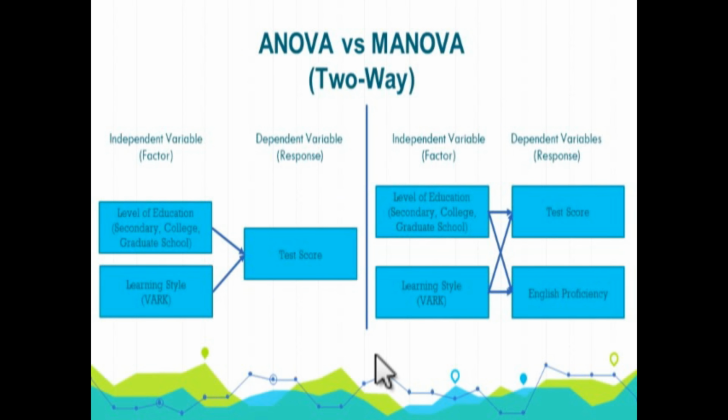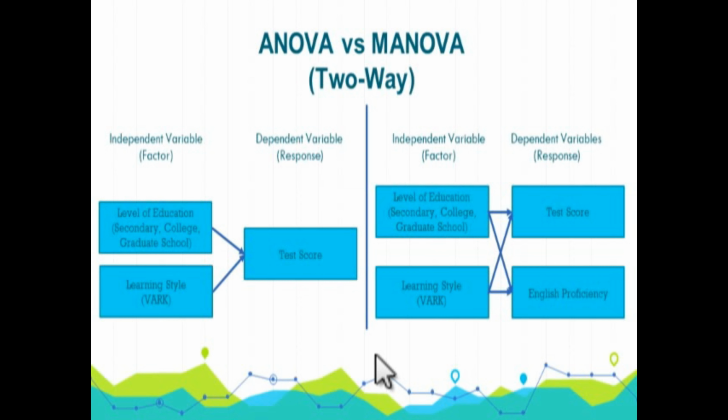Earlier, we had the one-way ANOVA, so this time I'm going to show you an illustration of the two-way ANOVA versus two-way MANOVA. For the independent variables of the two-way ANOVA, we have two. These are level of education, which is grouped into three: secondary, college, and graduate school. Another independent variable is the learning style, which is actually classified into four.